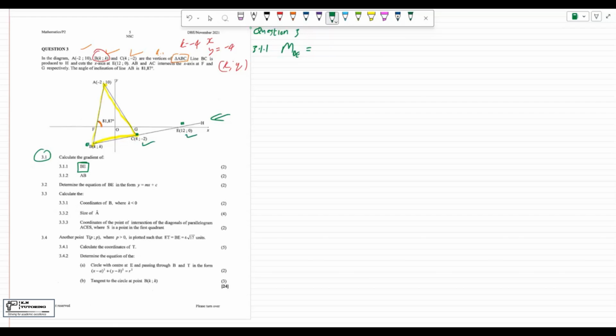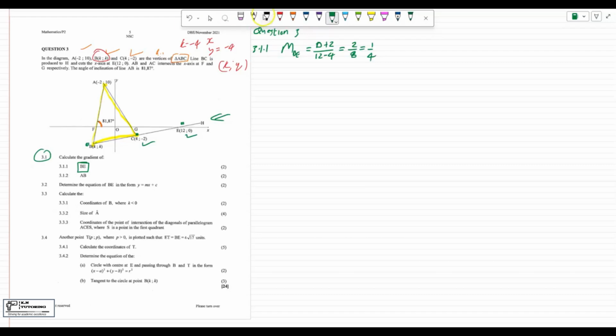So the gradient of BE is going to be changing y over changing x, so 0 minus minus 2, so 0 plus 2 over 12 minus 4, and this is going to give me 2 over 8, which is the same as 1 over 4. Okay, so that's your gradient for BE.